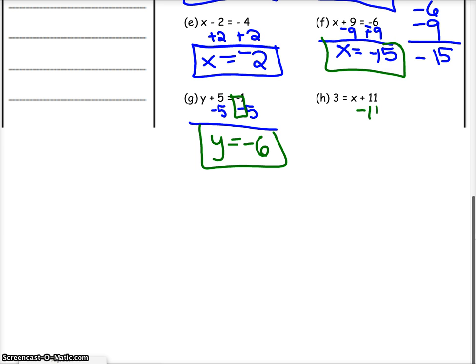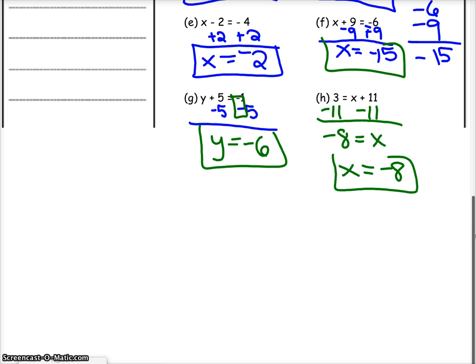And lastly, subtracting 11 from 3, you get negative 8 equals x. I'm not a big fan of my variable being on the right. It makes me feel stressed out for some reason. So I always just flip it around. And it's okay. You can flip it. It's commutative. Equality is commutative. You can flip it.